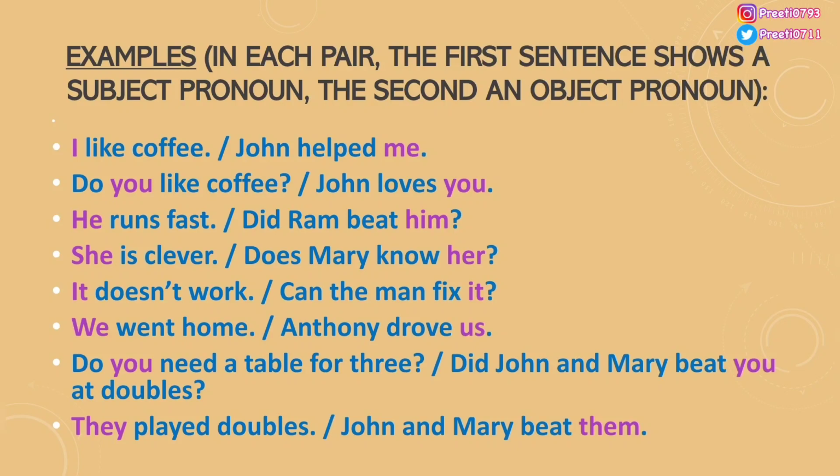We may look at another example as well. Look at the last example. It says "They played doubles." The first part says they played doubles. So "they" here is a subjective pronoun, which is the performer of the action. Whereas the second part says "John and Mary beat them." So "them" here is an objective pronoun because it is receiving the action.